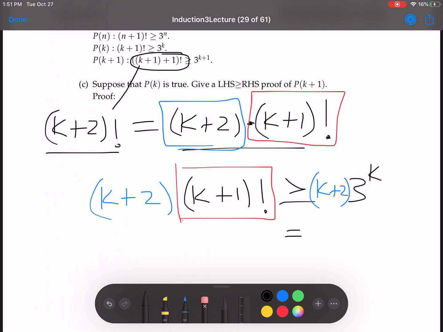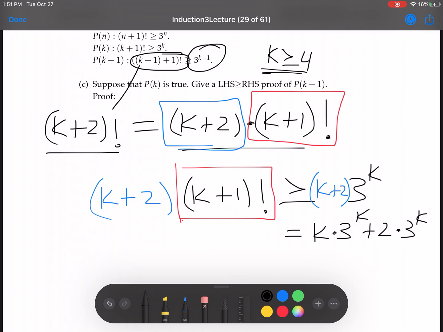Now let's see, this side becomes k times 3 to the k plus 2 times 3 to the k. Now the thing to always remember with these is that a lot of times our starting point, our base case, will really help us, because here we know that k is greater than or equal to 4. That's really important, right? Because we're just trying to get to 3 to the k plus 1. Remember, this is 3 times 3 to the k.